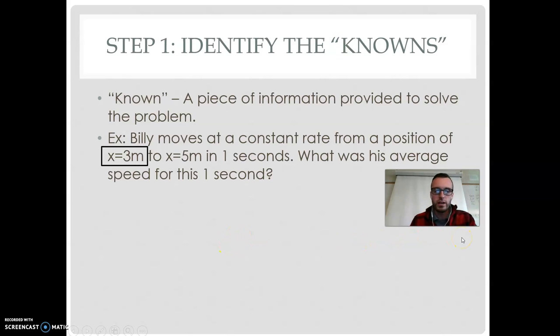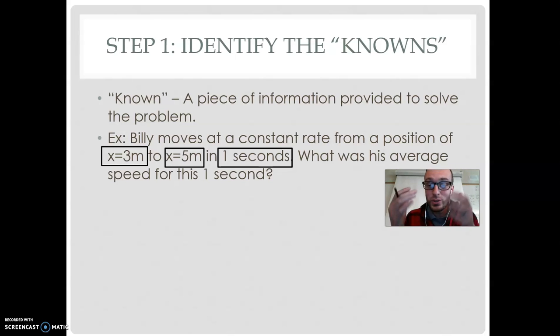So the first one is identify the knowns. Well, it's telling us x equals 3 meters, x equals 5 meters, and something about 1 second. All right. So when you start a physics problem, the first thing you want to do is underline, box them, circle them, whatever. Find any numbers. I don't care how much physics you know or don't know. You're all functionally literate, which means you can tell the difference between a letter and a number, right? So go look for the numbers, find the numbers, and highlight those numbers. Make them obvious to you.